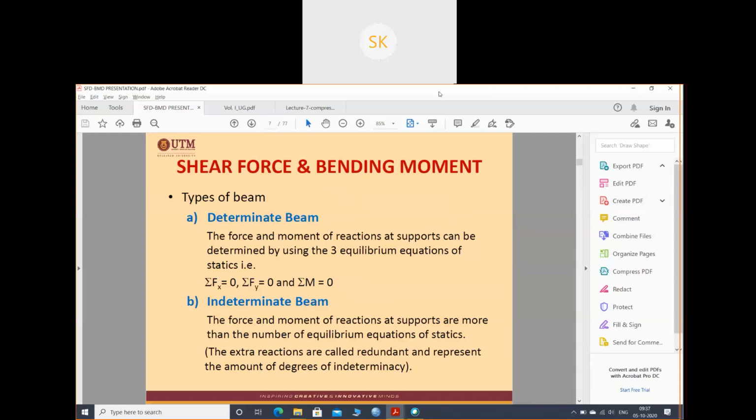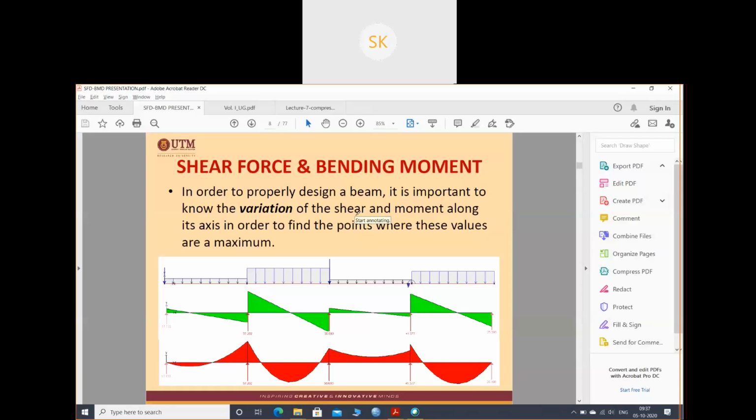So this is the shear force and bending moment diagram. In order to properly design a beam, it is important to know the variation of the shear and moment along its axis in order to find the points where these values are maximum. So, why we need shear force and bending moment diagram.